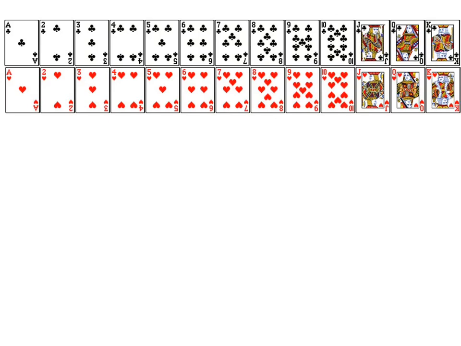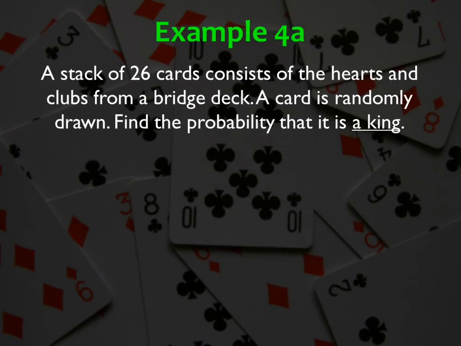All right, for section 4, we're going to take a look at a deck of cards. And instead of using a full deck, we're only going to use 26. So 13 hearts, 13 clubs. In case you don't know what they look like, there they are. So we're going to randomly draw a card, and we're going to find the probability that we draw a king.